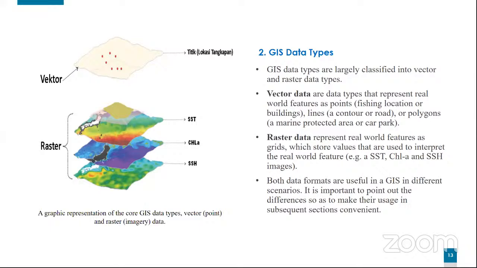And then kita ada raster data, which represent real world features as grids, which store values that are used to interpret the real world features. Contohnya SSH, SST, chlorophyll, dan kedua-dua data ni berguna dalam GIS in different scenarios. It is important to point out the differences so as to make their usage in subsequent sections convenient. Contoh data yang seperti di kanan tu lah, di kiri.